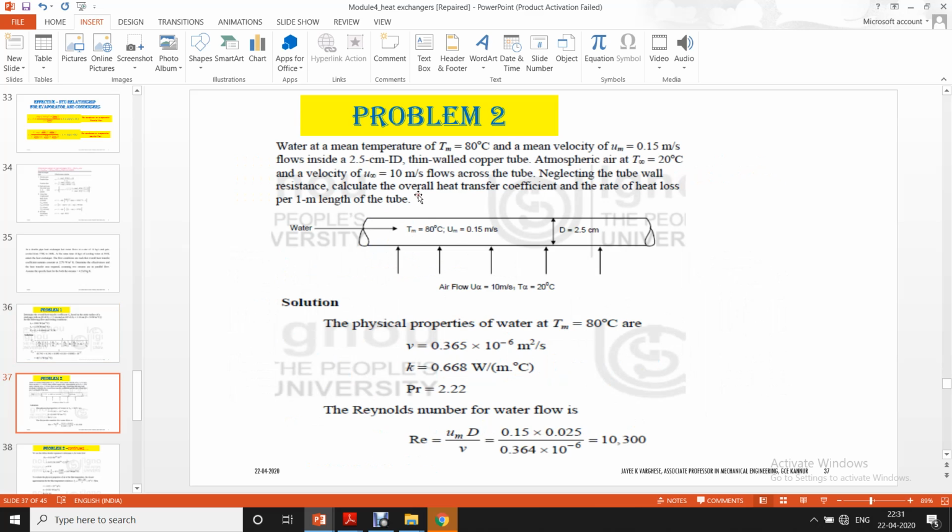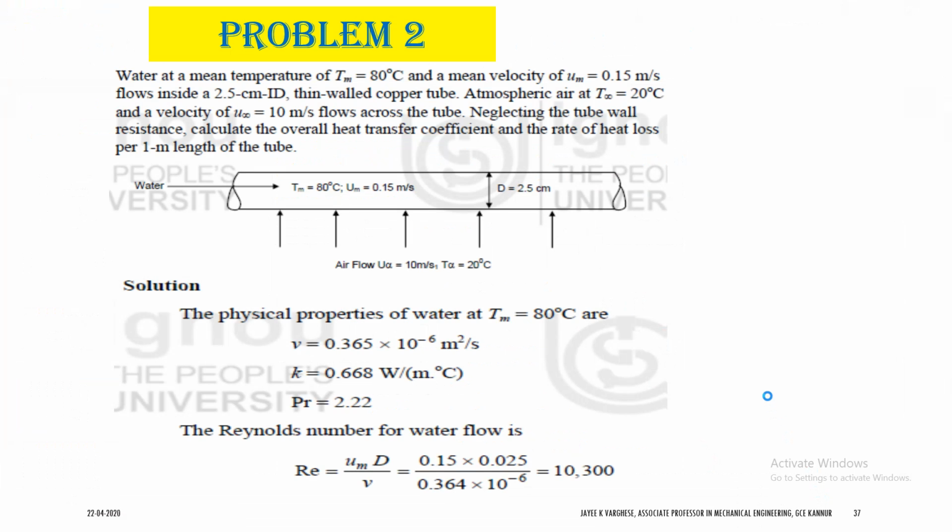Now we can see another question. So I'll read the question. Water at a mean temperature of T mean equal to 80 degrees Celsius and a mean velocity of U mean equal to 0.15 meter per second flows inside a 2.5 centimeter inner diameter thin-walled copper tube. Atmospheric air at T infinity equal to 20 degrees Celsius and a velocity of U infinity equal to 10 meter per second flows across the tube.